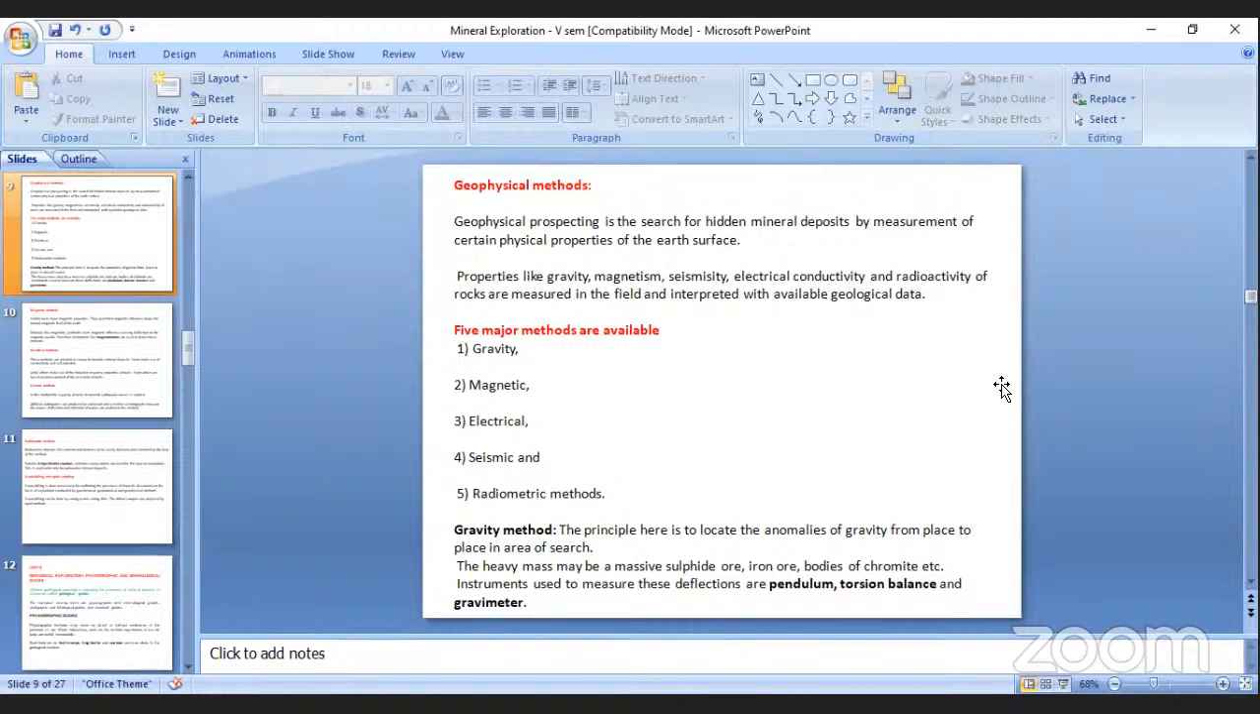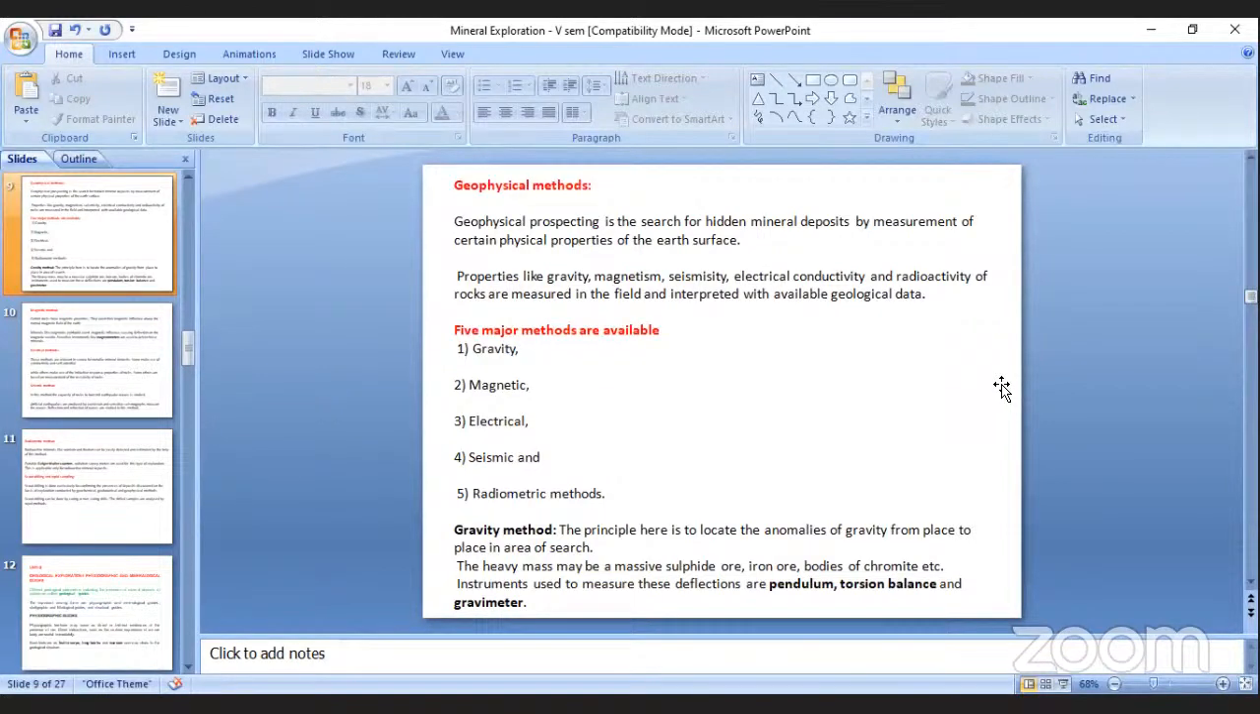The first one is the gravity method. Based on gravity, it locates the gravity anomalies from one place to another place of research. And what type of mineralogy can we identify here? Here we can identify massive sulfide deposits or massive sulfide ore and iron ore bodies, so we have a chance to explore them. We can use instruments like the pendulum, torsion balance, and gravity meters.